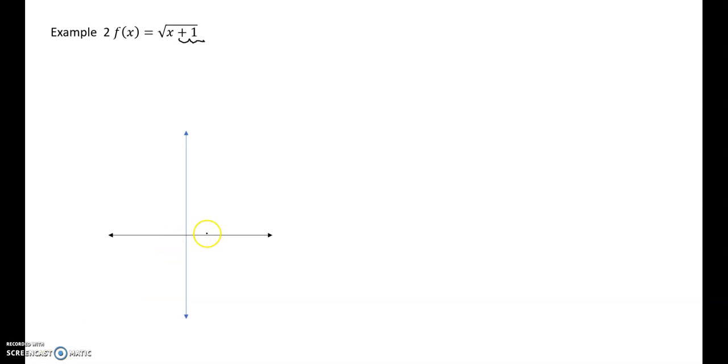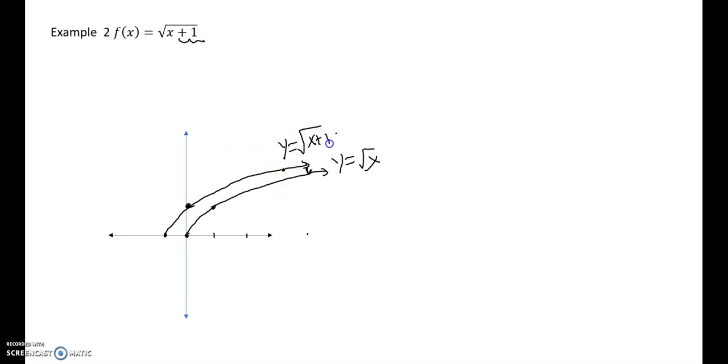So first, I'm still going to sketch the graph for y equal to square root of x, with points like 0, 1, 4. And adding 1 means move the graph to the left. So these 3 points we got originally, move it to the left 1 unit, move to the left 1 unit, move to the left 1 unit. And now we can join these 3 points to get y equals square root of x plus 1. So here we shift the graph to the left.